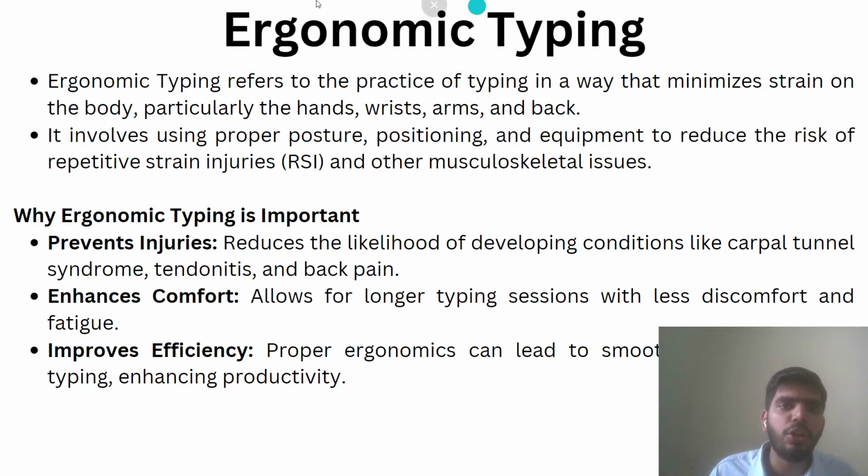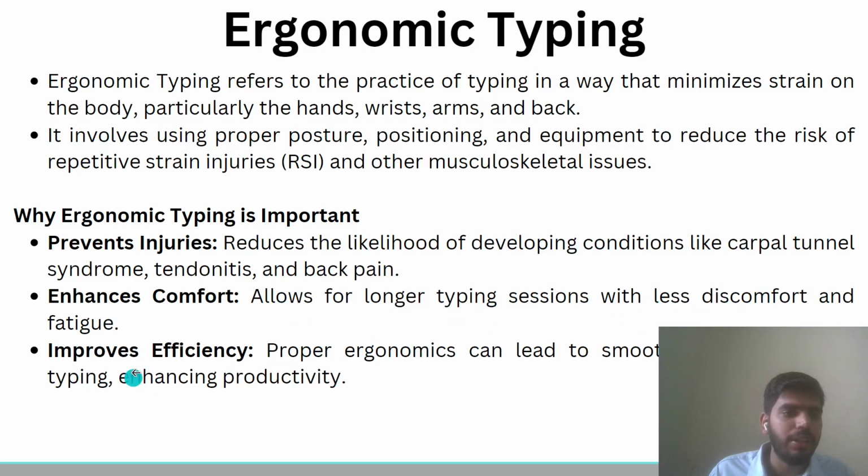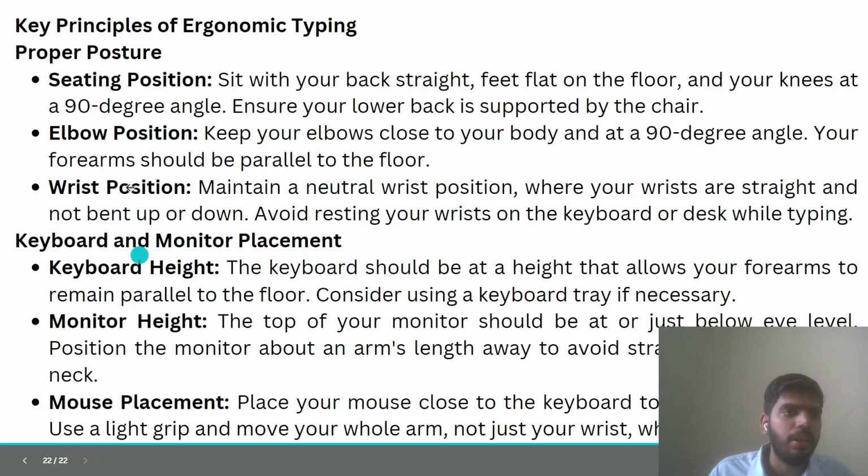And this is the truth. It happens with a lot of people, right? So when you follow ergonomic typing, you can skip that. You can escape those problems. So how to do that? Why is ergonomic typing important? To prevent injuries, reduce the likelihood of developing conditions like carpal tunnel syndrome, tendonitis, and back pain. So these are the different problems that you face. It enhances comfort, allows for longer typing sessions with less discomfort, and improves efficiency.